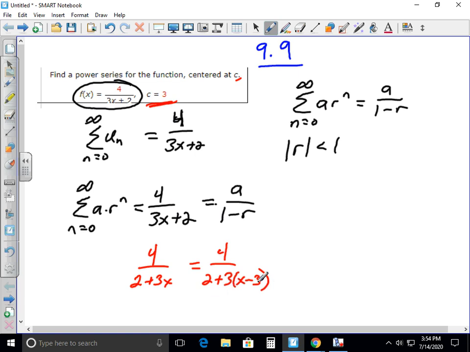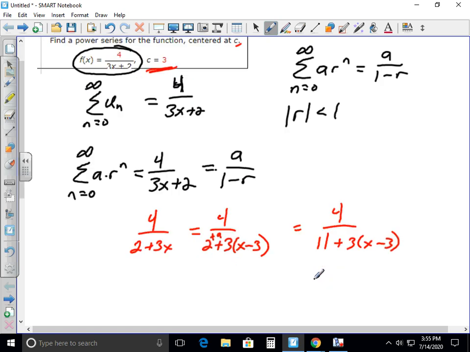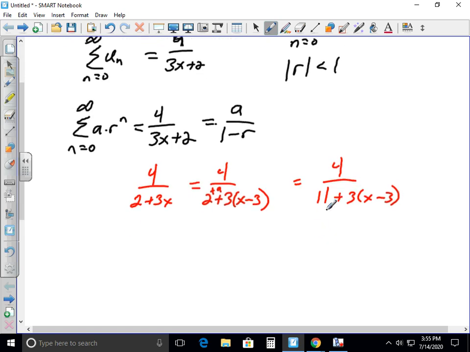Well, we can't just simply throw a minus 3 in here. If we put a minus 3 here, we've really subtracted 9 on bottom. 3 times negative 3 is negative 9. To keep this equivalent to that, if I subtract 9 arbitrarily, I also have to add 9. So 2 plus 9 is 11, and then 3 times (x minus 3). If you distribute that and add 9, that would be equivalent to what we started with. So that gets our center correct, which we want to do first.